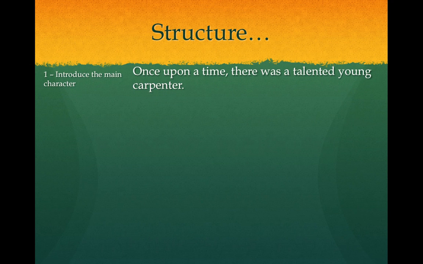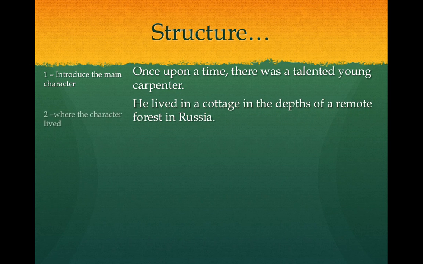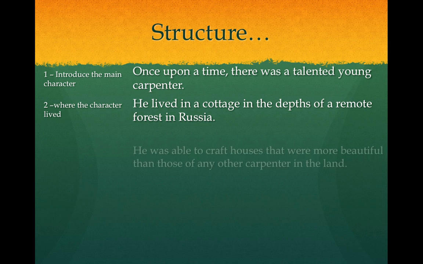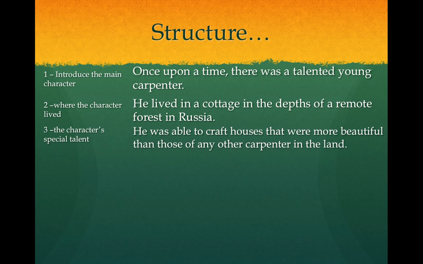Sentence 1 is us introducing the main character. In this case, it's a talented young carpenter. And when you do your writing today, you're all going to start with once upon a time. Our second sentence is telling us where the character lived. Number 3 is describing something special about the character, a particular talent they have. Now, sentences 1, 2, and 3 are the orientation of the narrative.